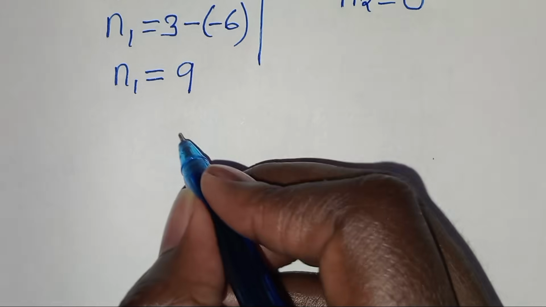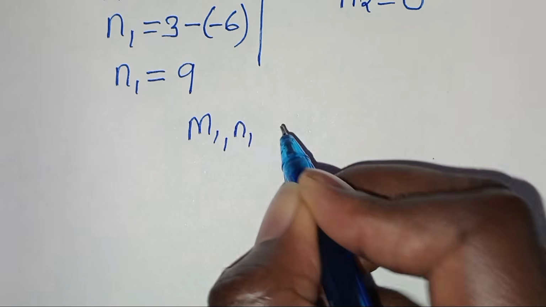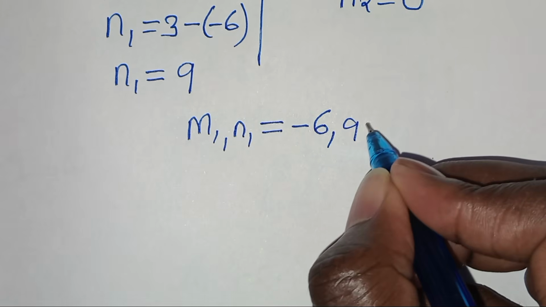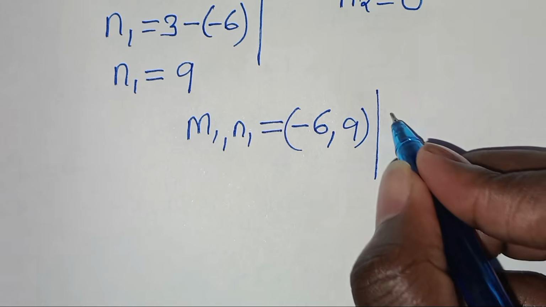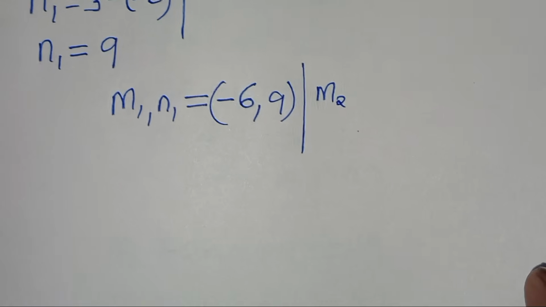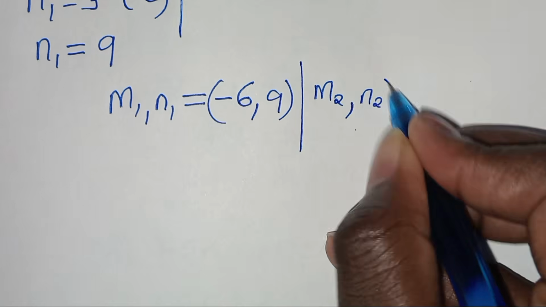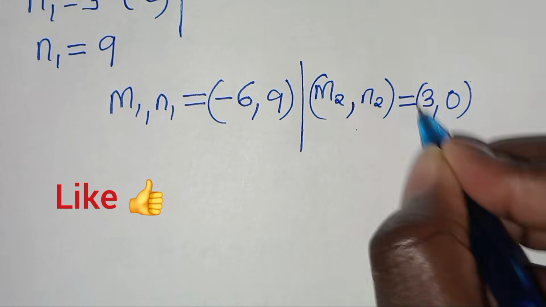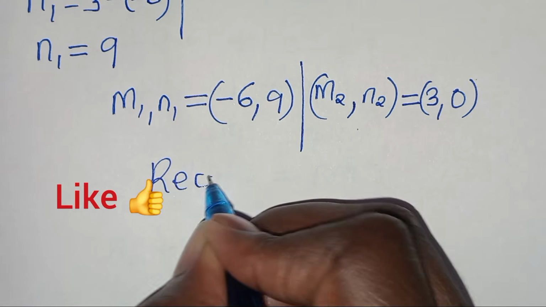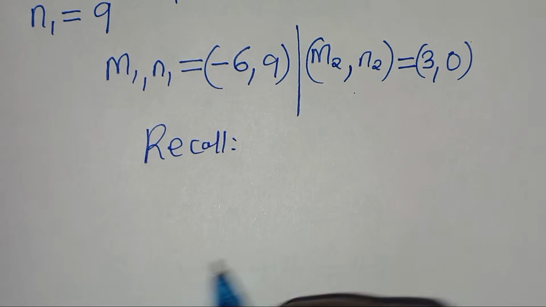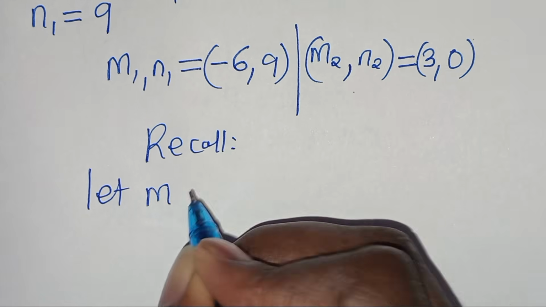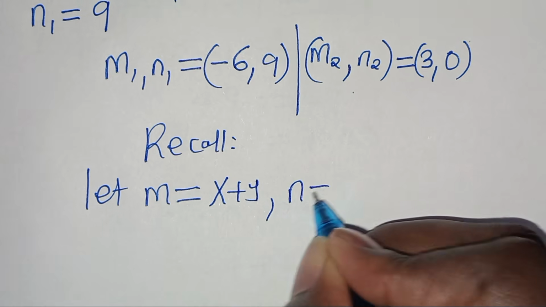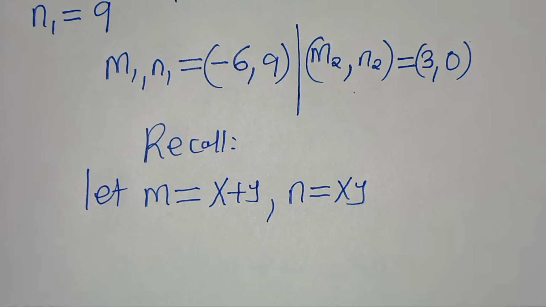Now we have m1, n1, which is equal to minus 6, 9. And here we have m2, n2, and this is equal to 3, 0. Again, if you recall, we are saying that let m be equal to x plus y, and n be equal to x times y.